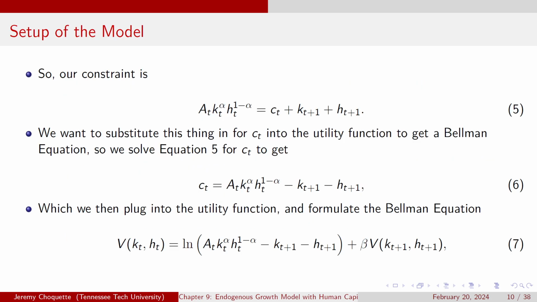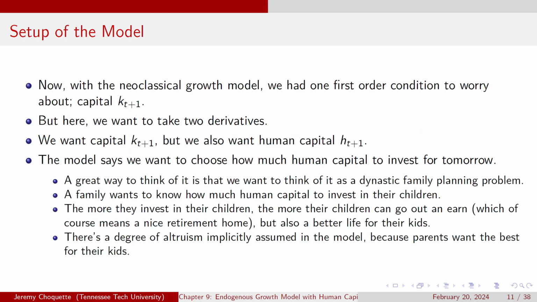Now note, one thing of interest here, we're choosing two things instead of just one. So with the neoclassical growth model and with the endogenous growth model with perpetual growth, we only chose capital. So it was V of K_t. Now here it's V of K_t and H_t. Why? Because we're choosing not just physical capital, but also human capital. So this value function, this Bellman equation, is a function of two inputs rather than just one.